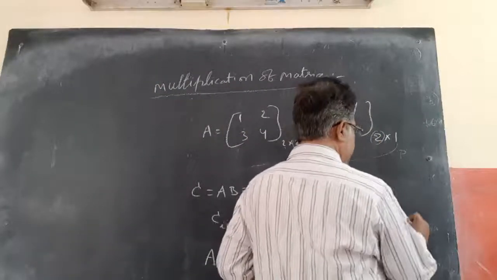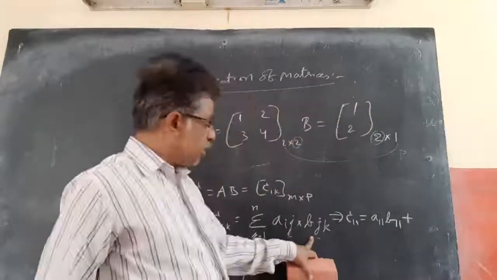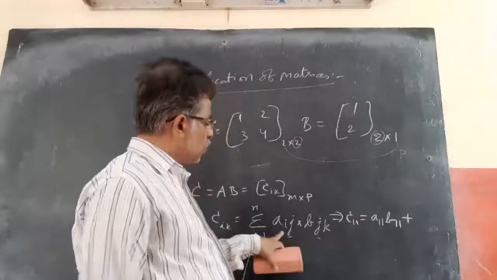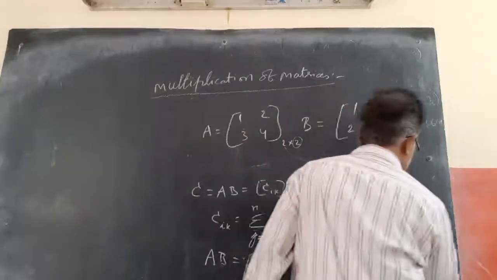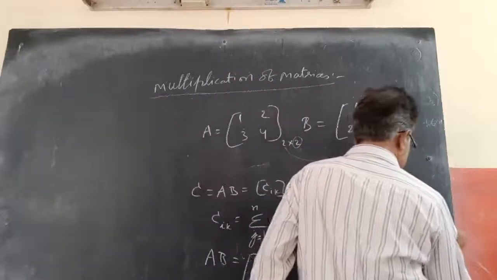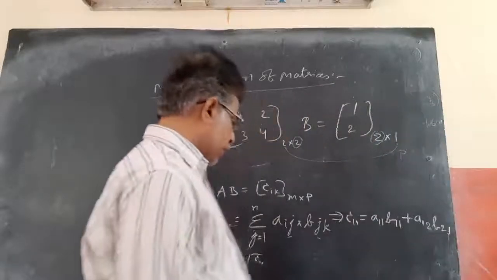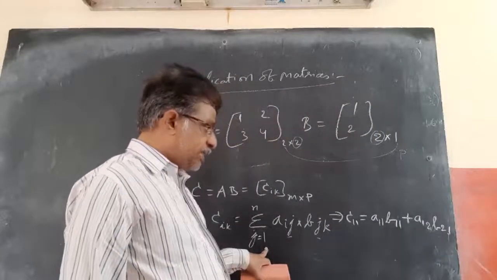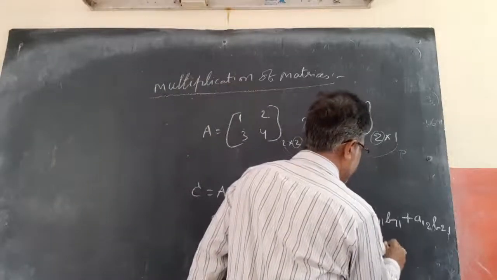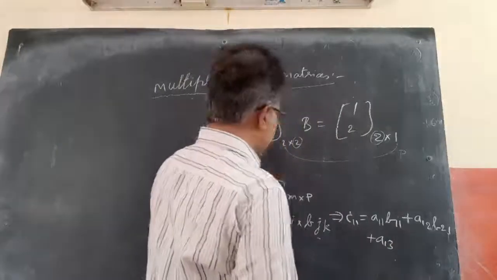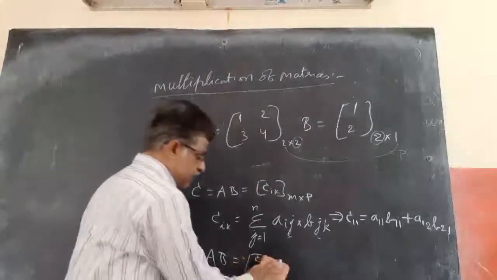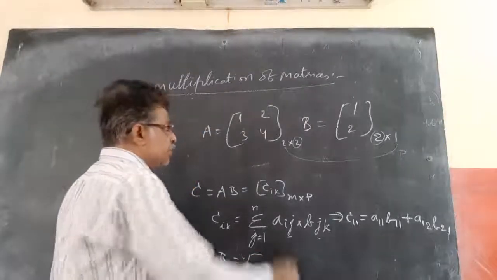So a11 into b11 plus again, j is changing, i and k are fixed at 1, so this is a12 into b21. Why? Because j is 2, but these two are fixed at 1. If there was an a13, but I am taking 2 by 2 only, so I will get only this for c11.